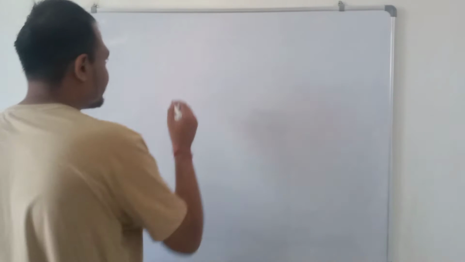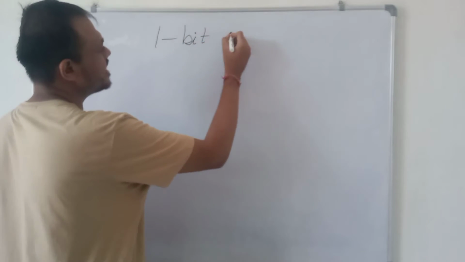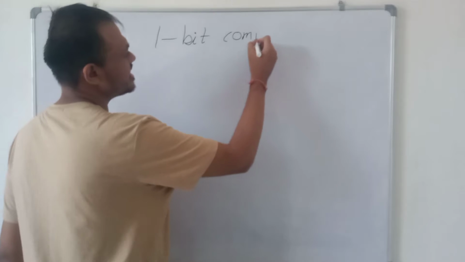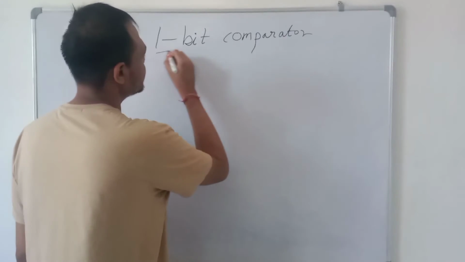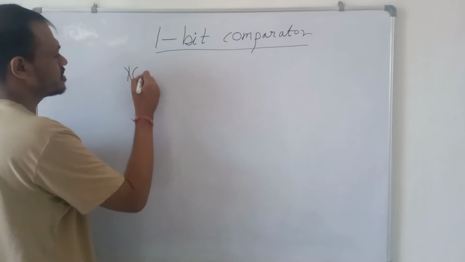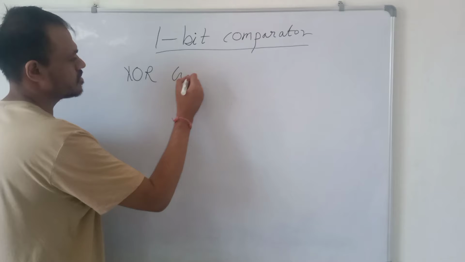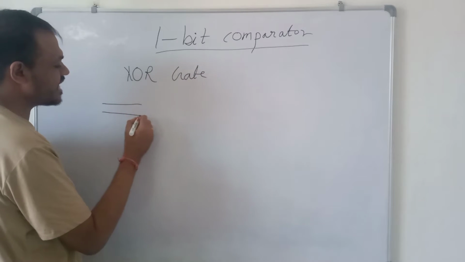So in this video we will talk about the 1-bit comparator. The easiest 1-bit comparator is the XOR gate. So the symbol of XOR gate is like this.